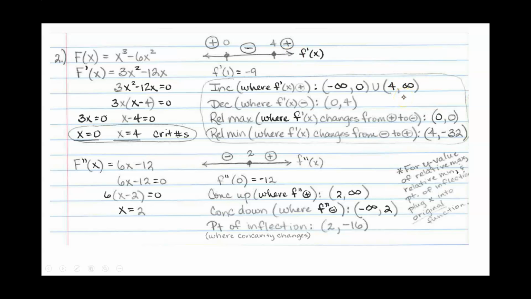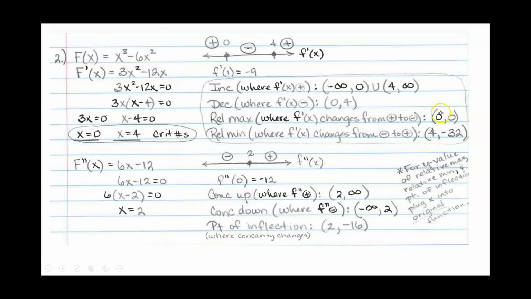Anywhere my original function changed from increasing to decreasing, or my derivative changed from positive to negative, I'll have a relative maximum. So relative max at 0. Anywhere my original function changed from decreasing to increasing, or my derivative changed from negative to positive, I'll have a relative minimum. So I'll have a relative minimum at 4.